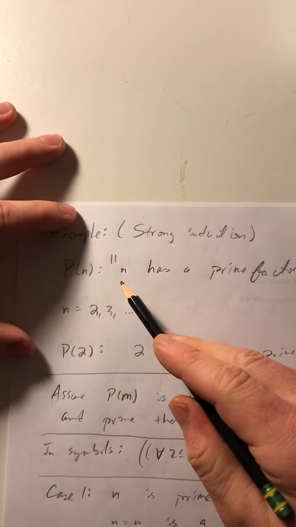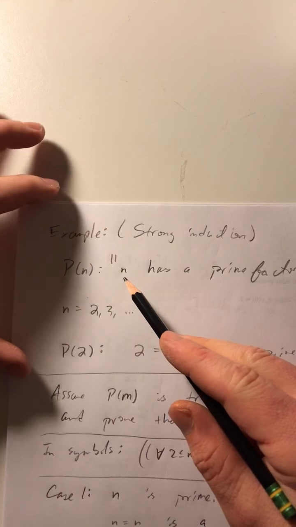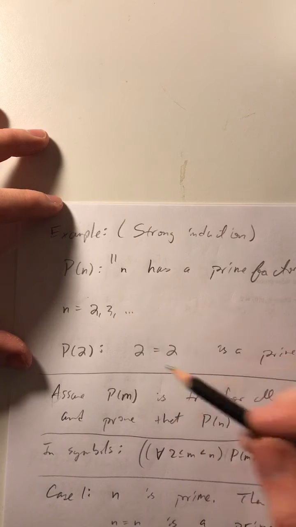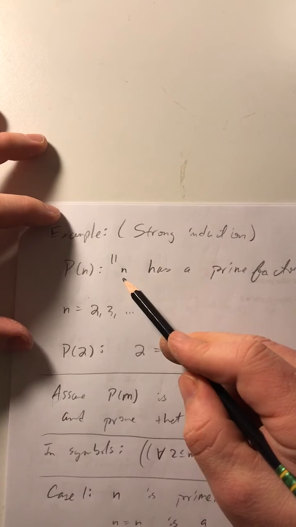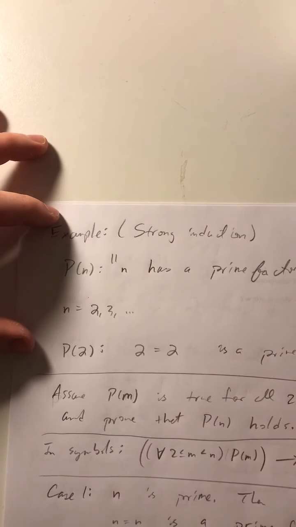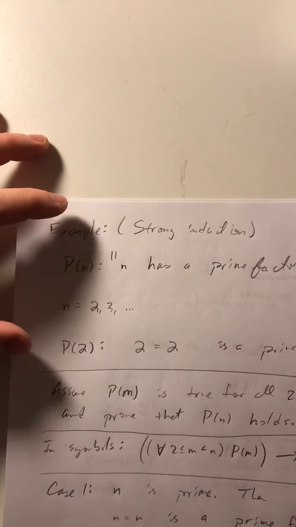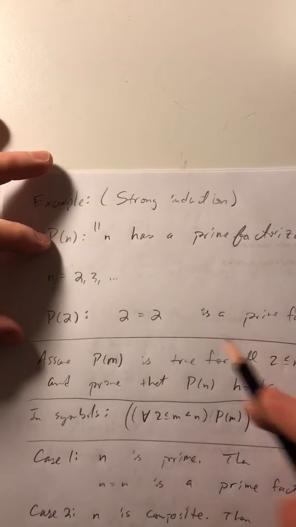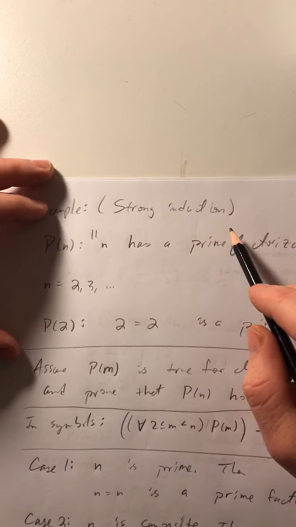For us, a prime number will be a positive integer greater than 1, so 1 is not a prime number. So it's going to be a positive integer greater than 1 whose only divisors are 1 and itself. Okay, so we've got to get all those definitions out of the way. I think we probably know what prime numbers are. So this one I'm going to do by strong induction.